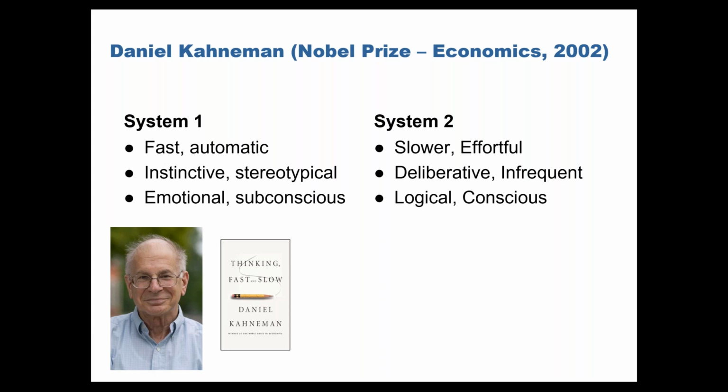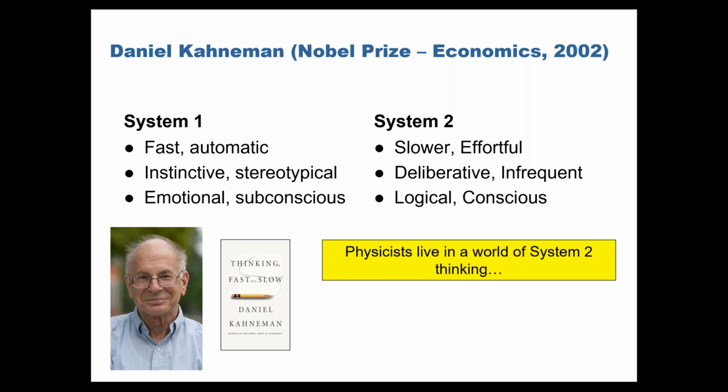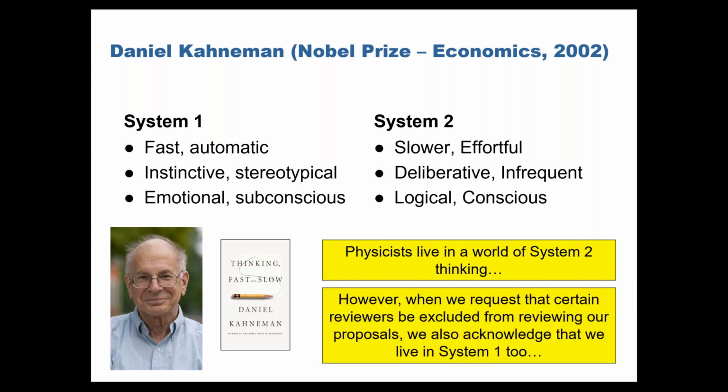That's system two. Now, as physicists, we think that we live in system two, right? That's what we do. We do analyses, we do studies, we document things, very effortful, very deliberative. But even you have to admit that at times, even in science, we live in a system one world. We might be worried that certain reviewers are biased against us, or that professor on my committee hates me, things like that. Even as physicists, we understand that we live in a system one world as well.